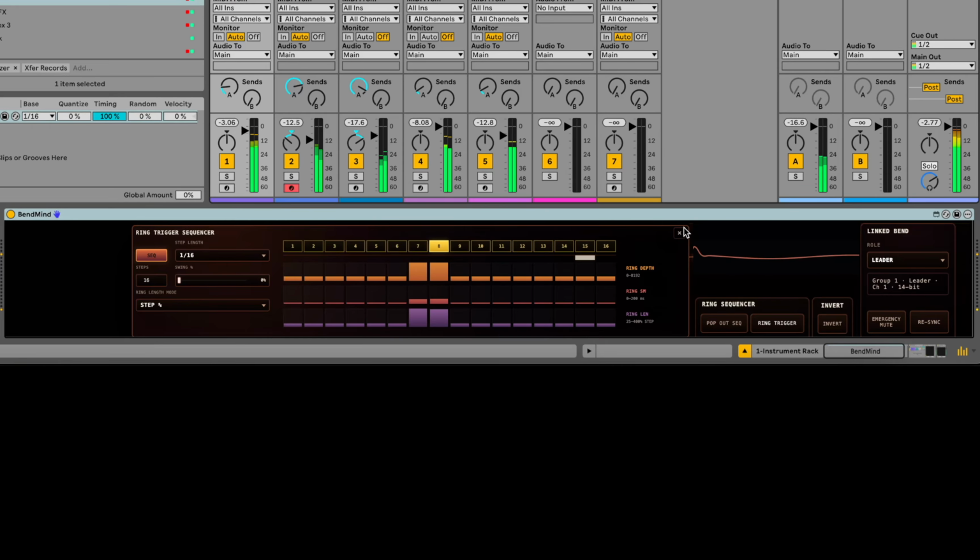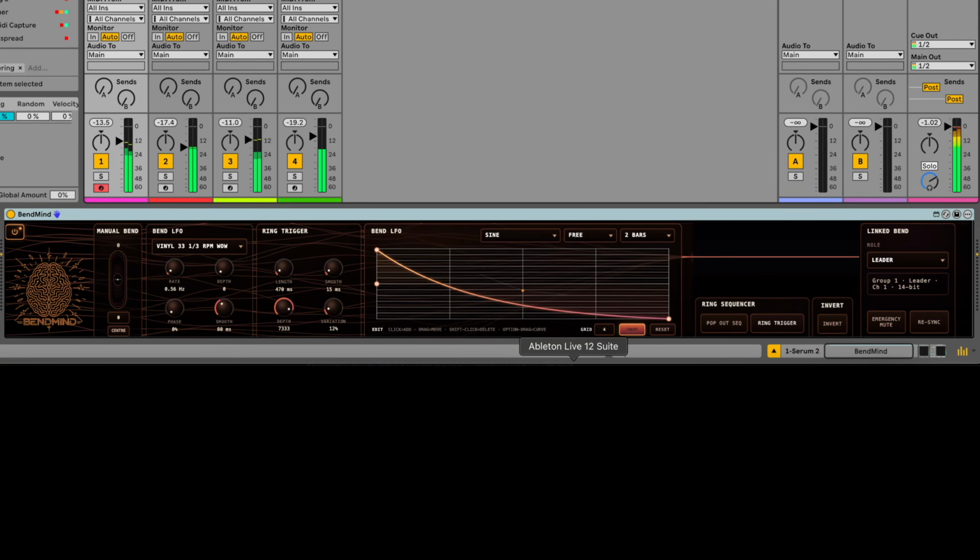On synths, BendMind can make an entire electronic arrangement behave like one unstable vintage machine. A small amount gives subtle analog movement. Push it harder, and the whole harmonic world begins to move.